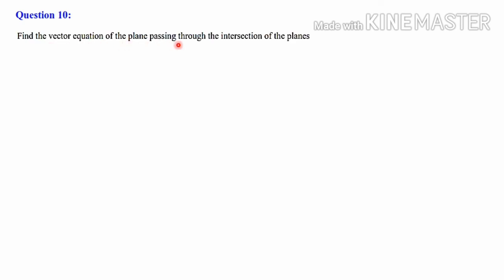Next we shall discuss question number 10. The question is, find the vector equation of the plane passing through the intersection of the planes vector r dot 2i cap plus 2j cap minus 3k cap is equal to 7, and vector r dot 2i cap plus 5j cap plus 3k cap is equal to 9, and through the point 2, 1, 3. Here two vector equations are given to us. In the previous question we had two Cartesian equations and a passing through point. Here two vector equations and a passing through point are given.